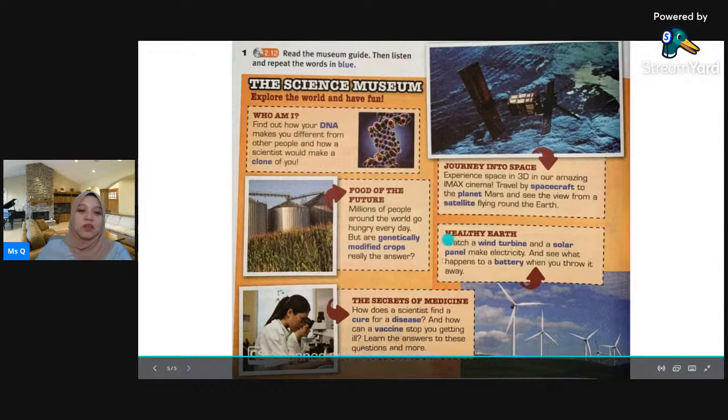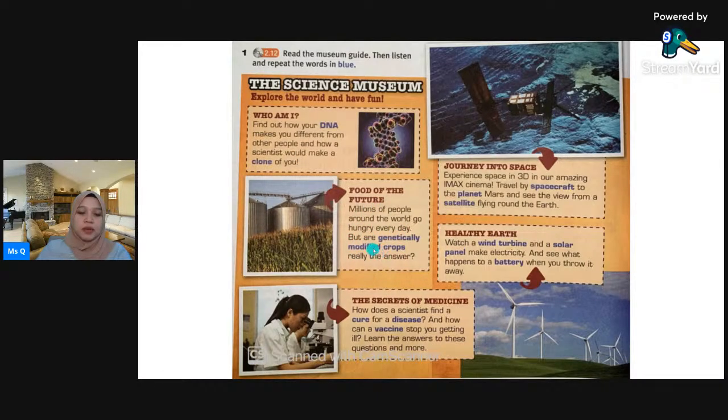Okay, and then we have Food of the Future. Millions of people around the world go hungry every day, but are genetically modified crops really the answer? Like I mentioned just now, GM crops can be really good at producing a high number of crops, but they have some drawbacks themselves.